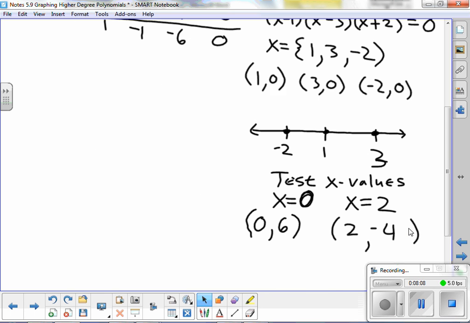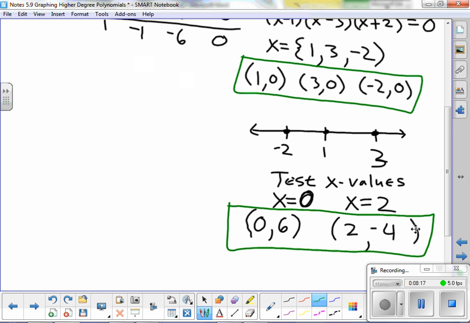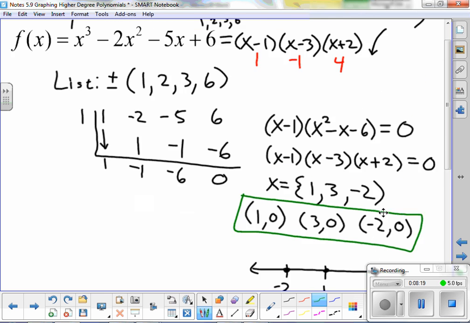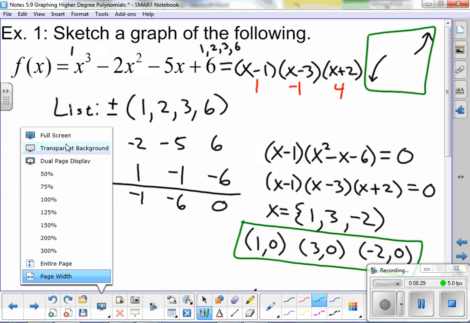All right, so we have 4 points now. We have these 3, which are my zeros. We have these 2, which are happening between my zeros. And I know what's happening as far as my end behavior goes. So those are all pieces of the same graph, and we're going to piece it all together. Let me go ahead and pull this page up.